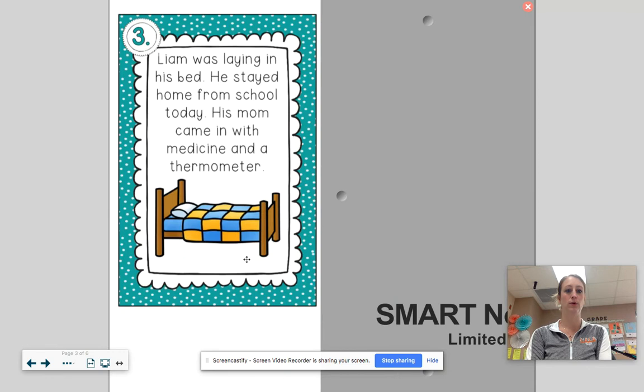Try one more. Liam was laying in his bed. He stayed home from school today. His mom came in with medicine and a thermometer. Well, it doesn't say why he stayed home. It doesn't tell us the answers in here, but it says he was laying in his bed, that his mom came in with medicine and a thermometer. So what can we infer? What can we gather from that? Oh, he must be sick, right? Because he needed medicine and they used a thermometer to check his temperature. All right, I think we kind of are getting that there.